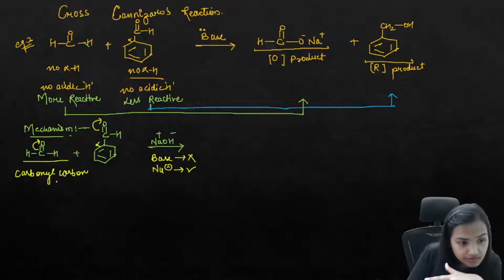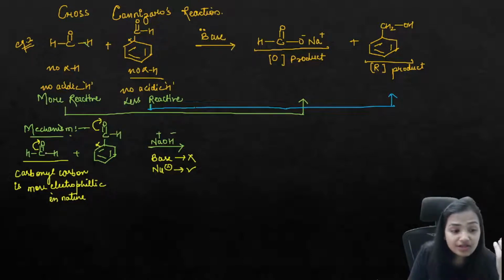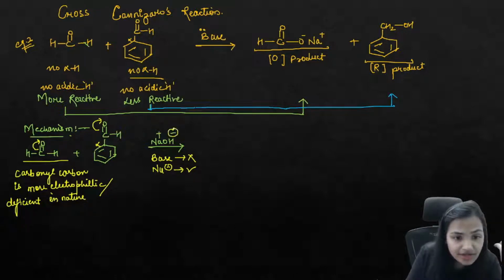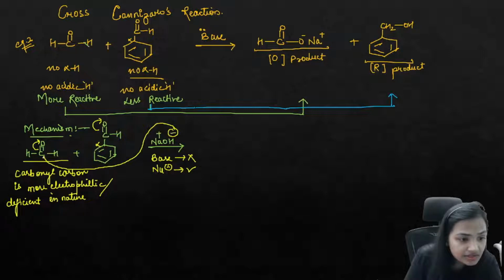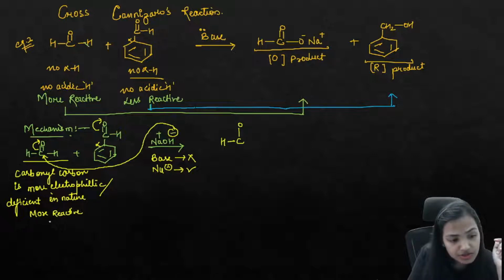So in this molecule, the carbonyl carbon is more electrophilic in nature, more deficient in nature, because we want the deficient species. Therefore this base will first react over this carbonyl carbon. So if this base first reacts over this carbonyl carbon, we can say that this is the more reactive species.